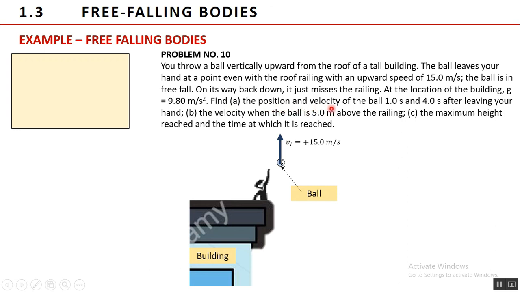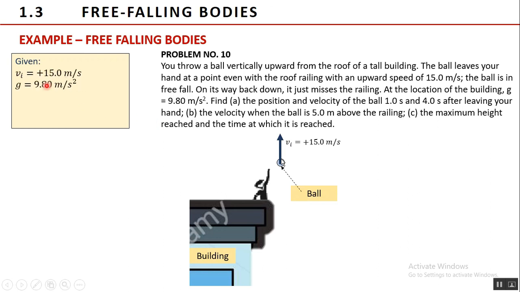Find. Letter A, the position and velocity of the ball 1 second and 4 seconds after leaving your hand. Letter B, the velocity when the ball is 5 meters above the railing. Letter C, the maximum height reached and the time at which it is reached.